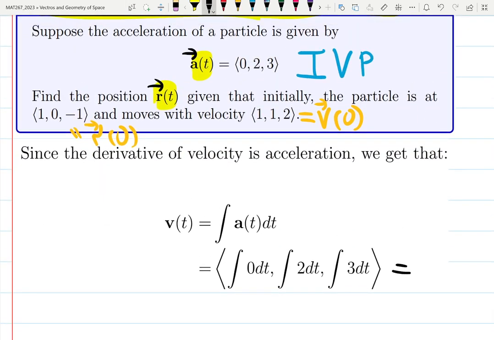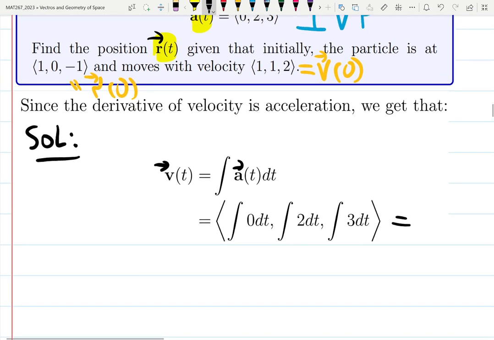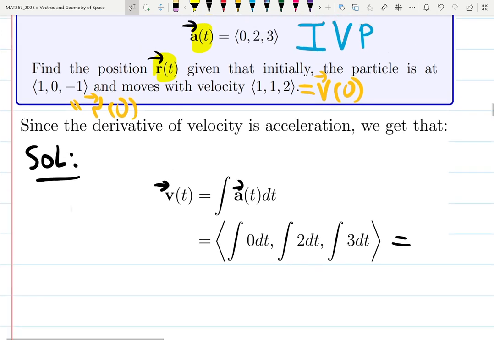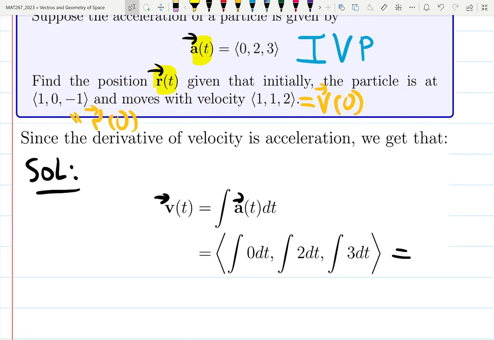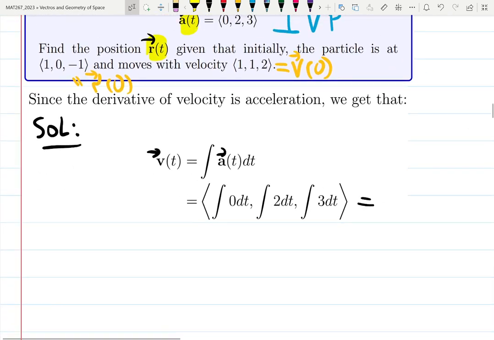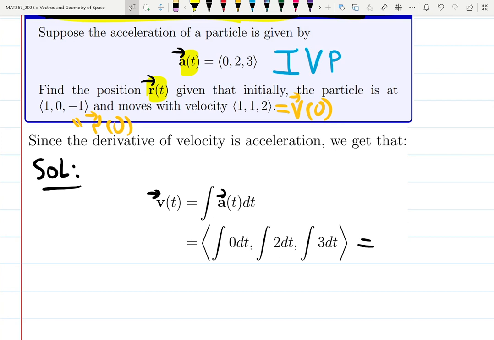V will be the solution. V is the integral of A. And then you continue integrating one more time: R is the integral of V. So V is the integral of A. We integrate piece by piece: 0, 2, and 3. Integrate each. How to do that?